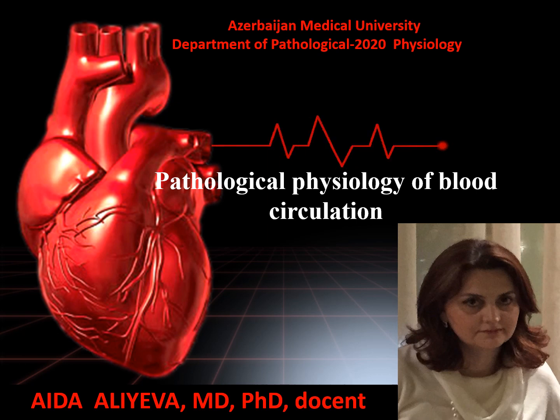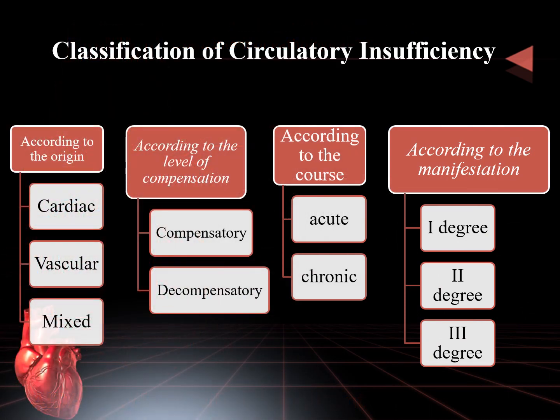The topic of the lecture is Pathophysiology of blood circulation. Circulatory insufficiency is a state when the cardiovascular system cannot provide organs and tissues with blood in an amount corresponding to their metabolic needs, and there is a complicated classification of it. According to the origin, there are cardiac, vascular, and mixed forms. According to the level of the compensation, compensated and decompensated forms are known.